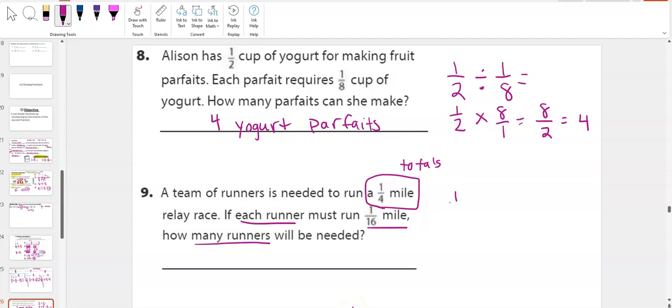So they have 1/4 of a mile to go. Each runner can only run 1/16 of a mile, and we need to know how many total runners they will need. So we're going to do 1/4 divided by 1/16. Keep, change, flip. 16/4, and guess what? That ends up being 4 again. They're going to need 4 runners for this relay. And that's it, guys. That is dividing fractions.